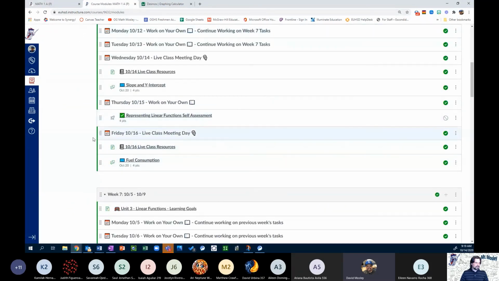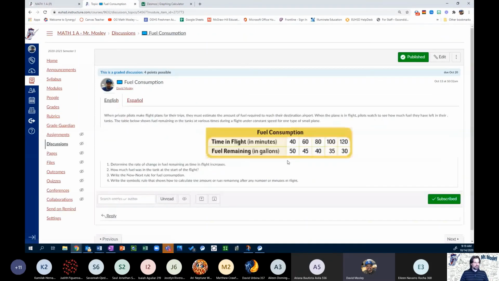I already have the discussion board ready for Friday. That one's got a little bit more to it. Well, not a little bit more, but it's based on this table here. You need to find the rate of change, how much fuel was in the tank at the start of the flight. We are not given that information in the table, so you're going to have to work backwards to get there. You're going to write the now-next rule for fuel consumption and write the symbolic rule to calculate the amount of fuel remaining after any number of minutes. Essentially, the now-next rule and the y equals mx plus b rule is what we need.